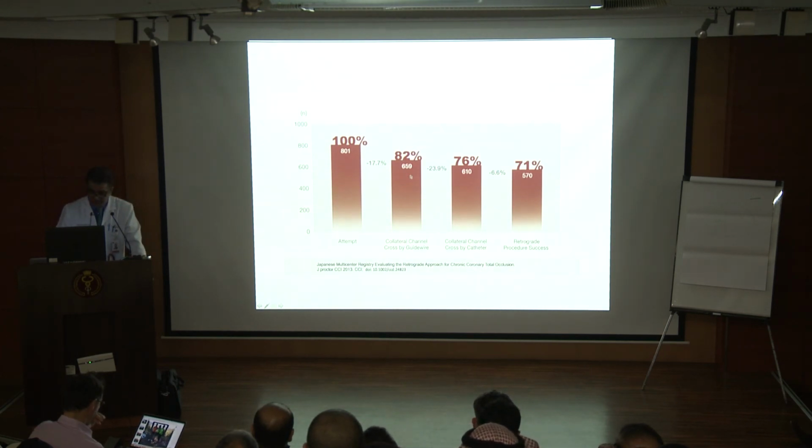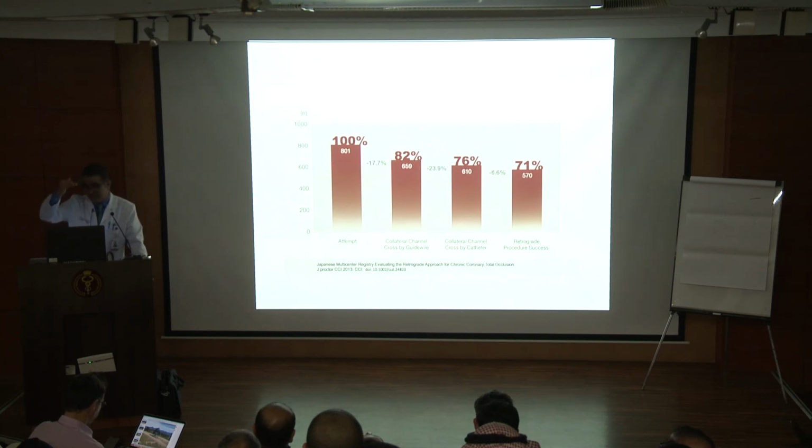And if you reach the collateral channel, to cross with the guide wire through the collateral is 82%. So you cross with the wire, you have 82% to cross with the wire. However, if you cross the wire to the distal cap, what is the chance that you will cross with a microcatheter? 76% of those cases.